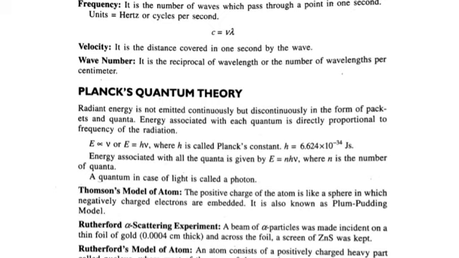Thomson model of atom, if I talk about it: the positively charged part of the atom is like a sphere in which the negatively charged electrons are embedded. It is also known as the plum pudding model.